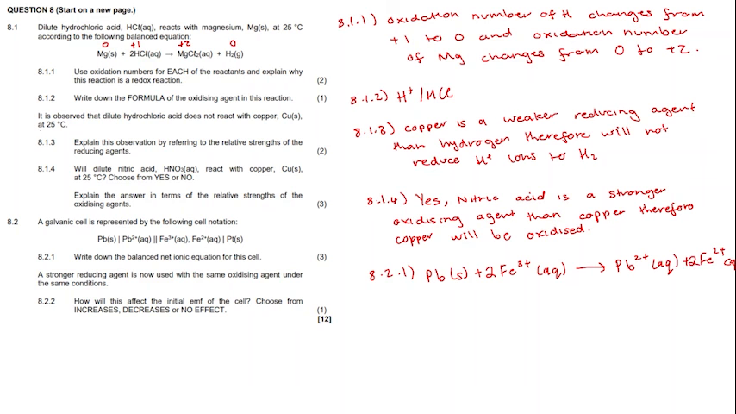A stronger reducing agent is now used with the same oxidizing agent under the same conditions. Question 8.2.2. How will this affect the initial EMF of the cell? Choose from increase, decrease, or no effect. If a stronger reducing agent is used but the same oxidizing agent, since reduction happens at the cathode and the EMF of the cell is the cathode minus the anode, and our cathode's EMF is higher, it will result in the total EMF of the cell increasing. Therefore, our answer is increase.